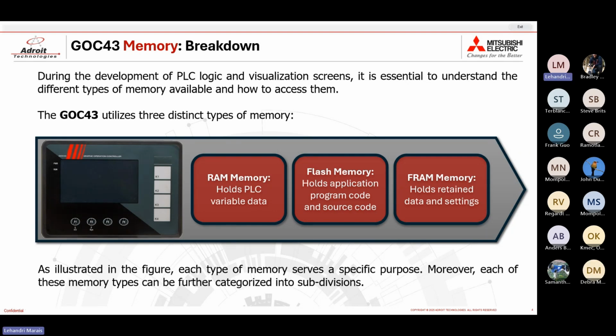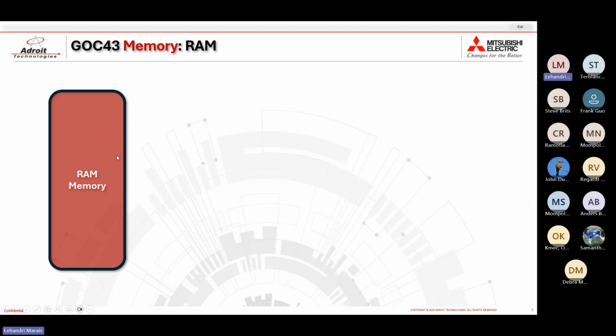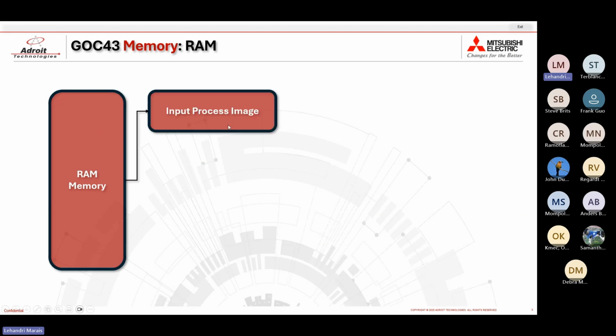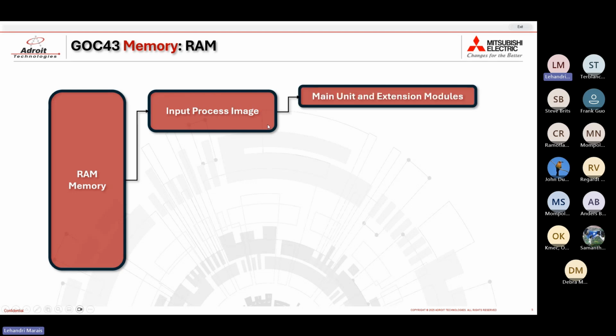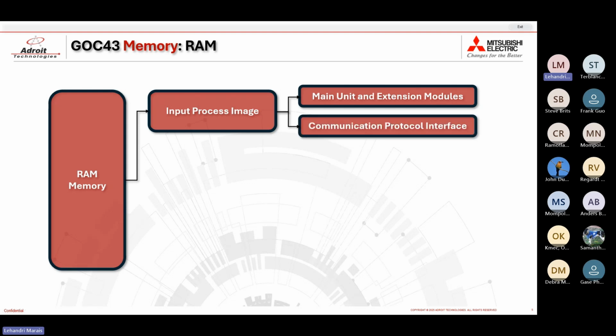As you can see, each type of memory has its purpose, and each of these memory types can also be further subdivided according to functions. To start off, we'll start with the RAM memory. The first subdivision would be your input process image. This is the input data of your GOC, which can further be divided into your main unit and extension modules, and your communication protocol interface.